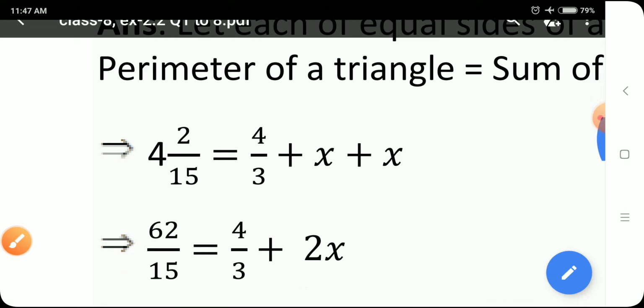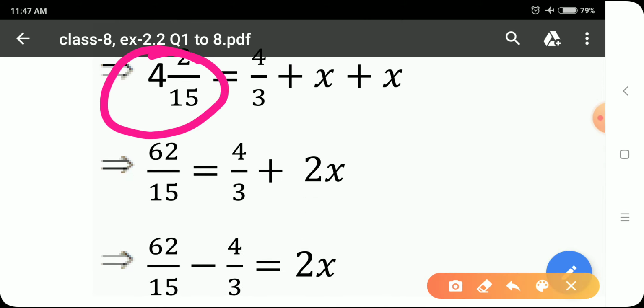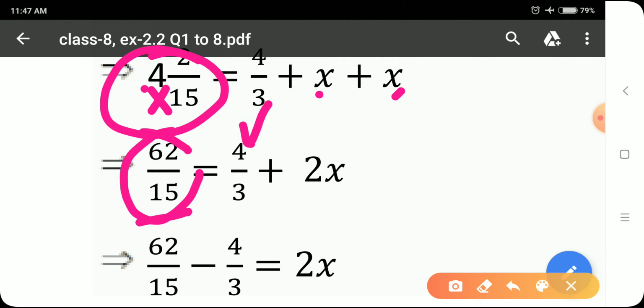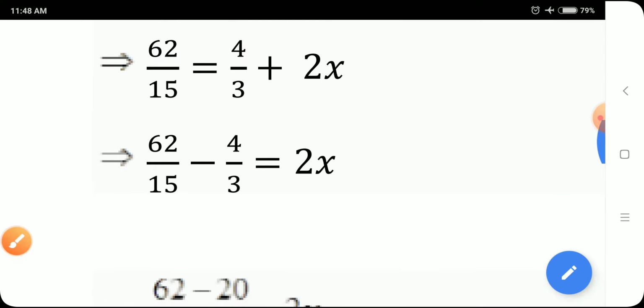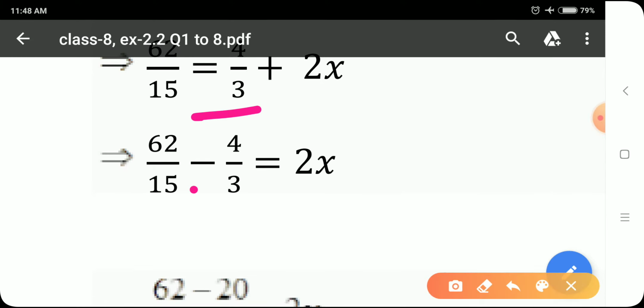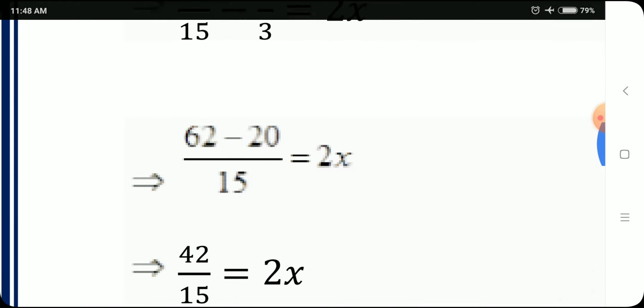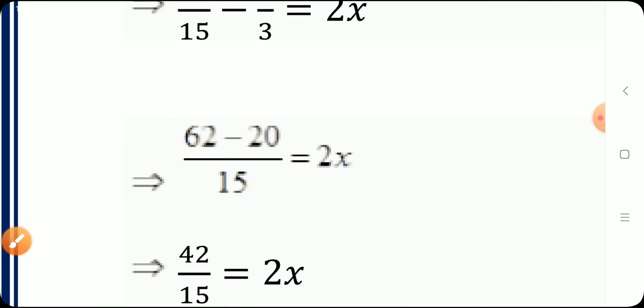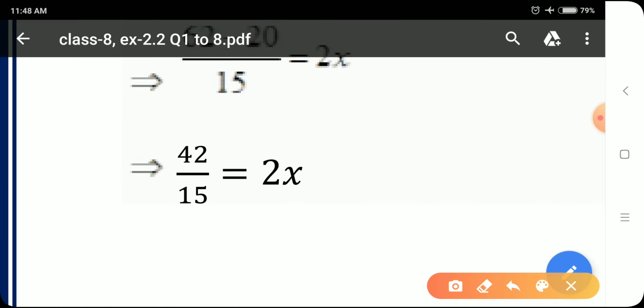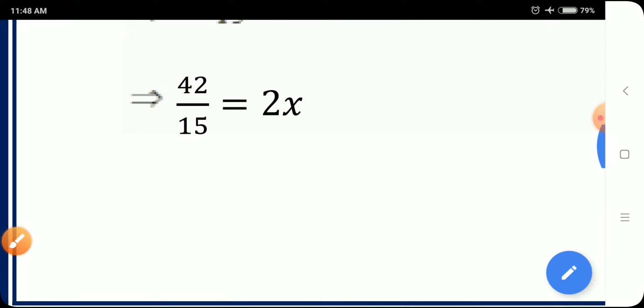So next, if you change this mixed fraction, you will get 15 into 4 plus 2. 15 into 4 is 60, plus 2 is 62 by 15. This 4 by 3 as it is, and this x and x will become 2x. Next, this 4 by 3 comes here with a minus, because here it is addition, so it will change into subtraction. Here the remaining is 2x. So after taking the LCM and solving this, you will get 62 minus 20 upon 15 is equal to 2x. Now if you subtract, you will get 42 by 15 is equal to 2x.